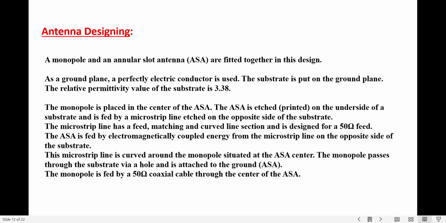So antenna designing. Antenna designing is designing an antenna for getting electric conductor is used. So the substrate is put on the ground plane. The relative permittivity value is 3.38. The monopole is placed in the center of the ASA. The ASA is etched on the underside of the substrate and is fed by a microstrip line etched on the opposite side of the substrate. So the microstrip line has a feed matching in curved line section and is designed for 50 ohm, as I have said earlier.